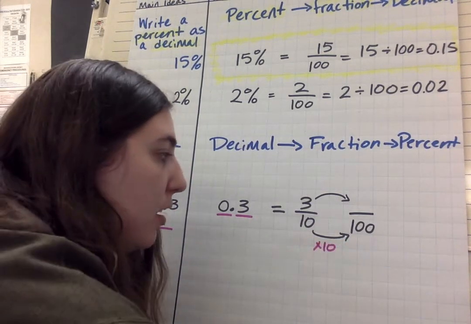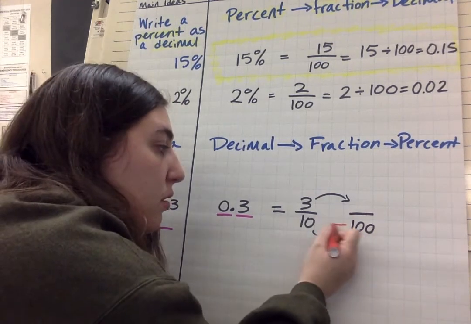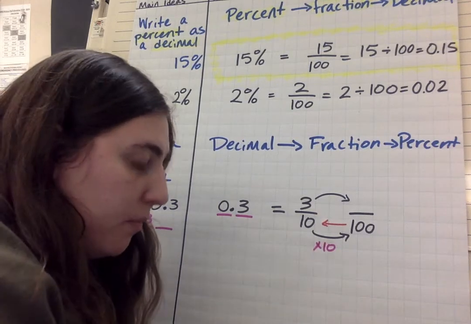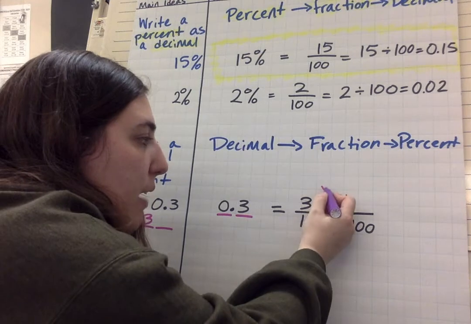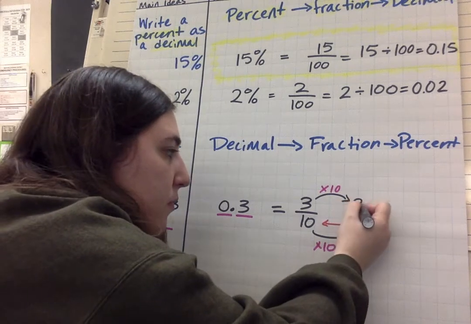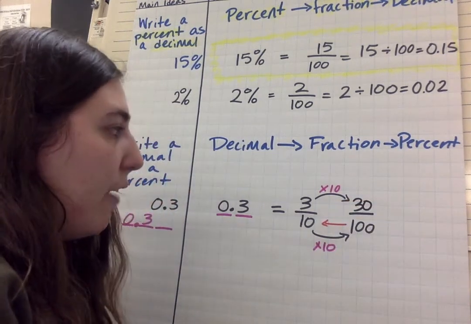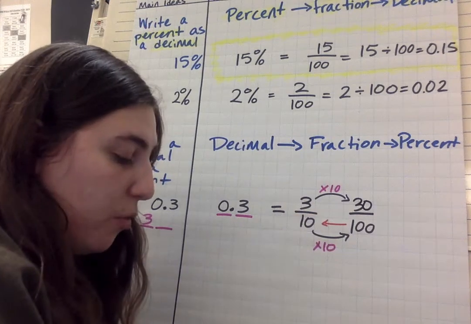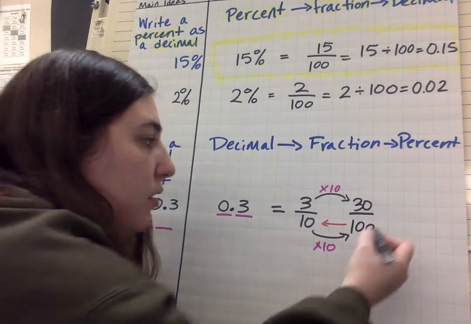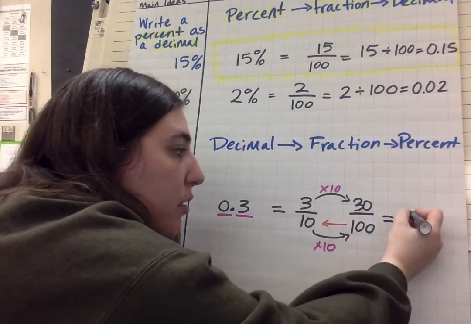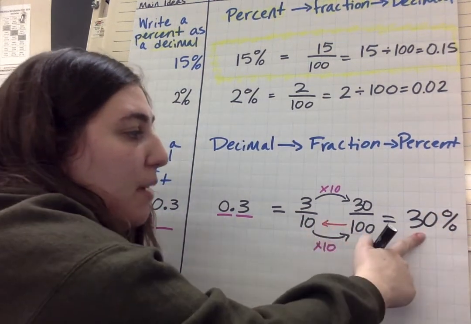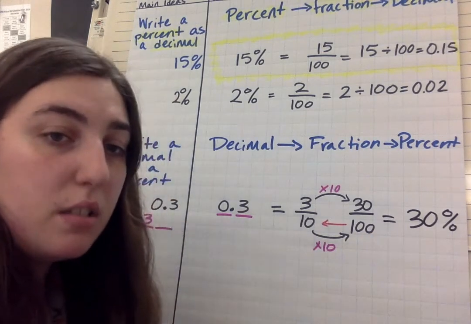Whatever we do here, we're going to do the same exact thing up here. Just by knowing my multiplication facts, I know that 10 times 10 would give me 100. If I didn't know that, I could go in the opposite direction and divide. So since I did 10 times 10 on the bottom, on the top, I'm going to do 3 times 10, and my answer is going to be 30. Now I have something out of 100 and it's ready to put into a percent. The very last step is just to write this number with a percent sign.